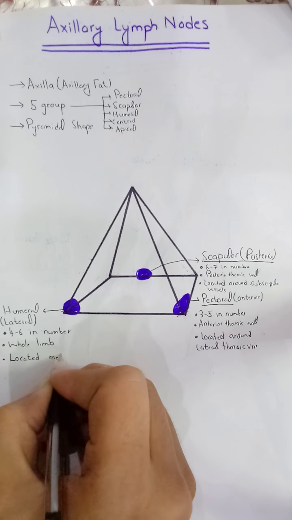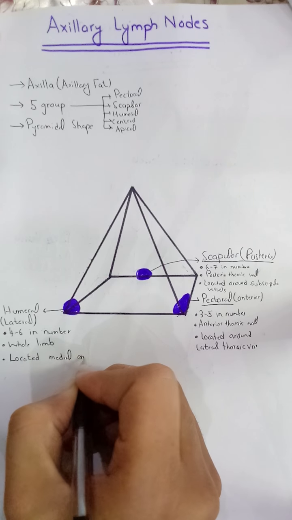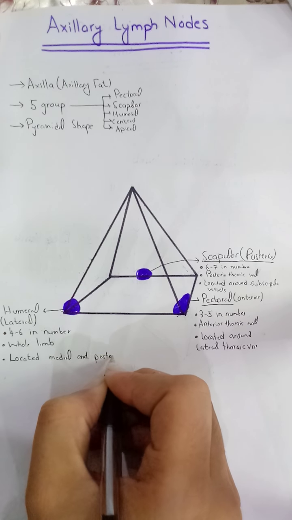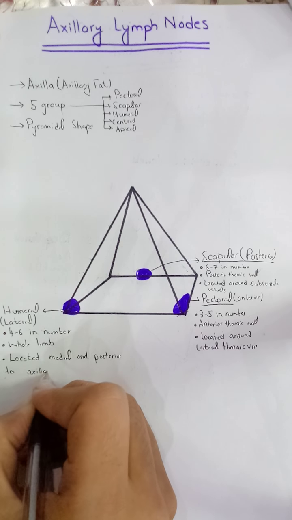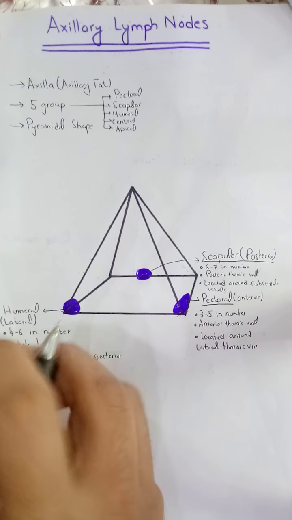and they are located medial and posterior to the axillary vein. These are its 3 points.